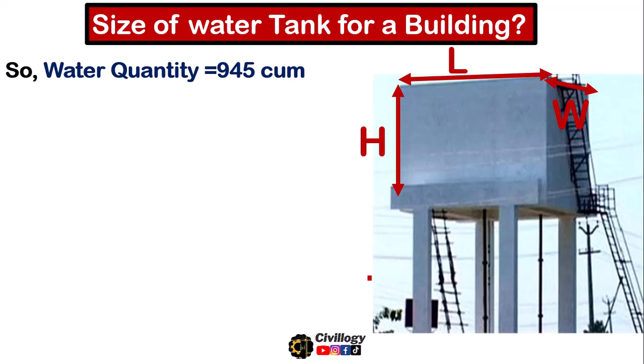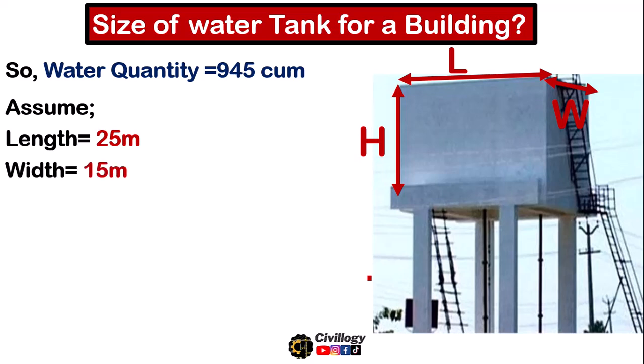Now, as we have calculated the water quantity in cubic meters, let's assume that the length of the water tank is 25 meters, and we will also assume the second dimension, which is 15 meters. It depends on the availability of space and your design.